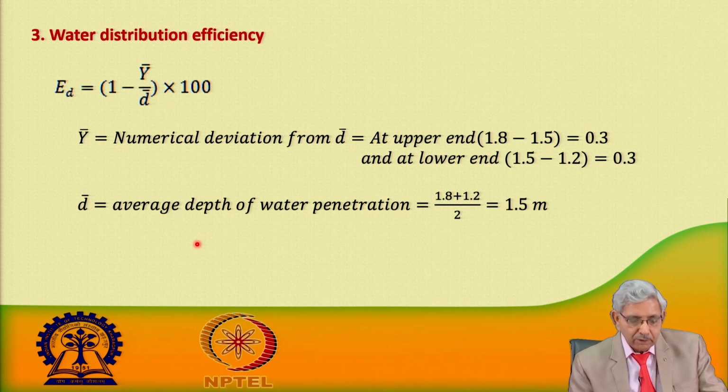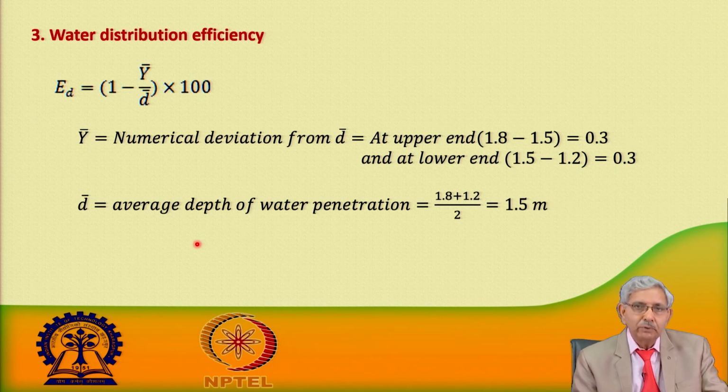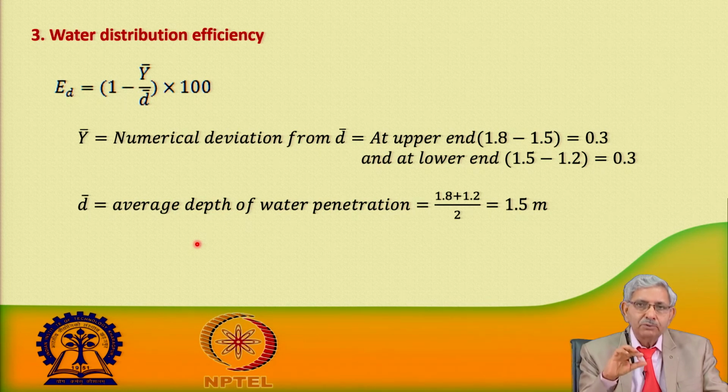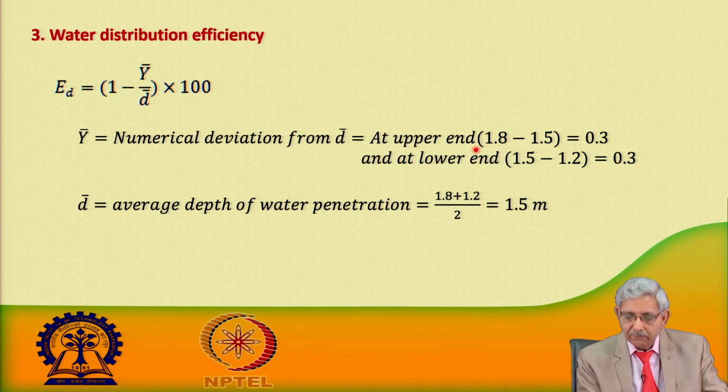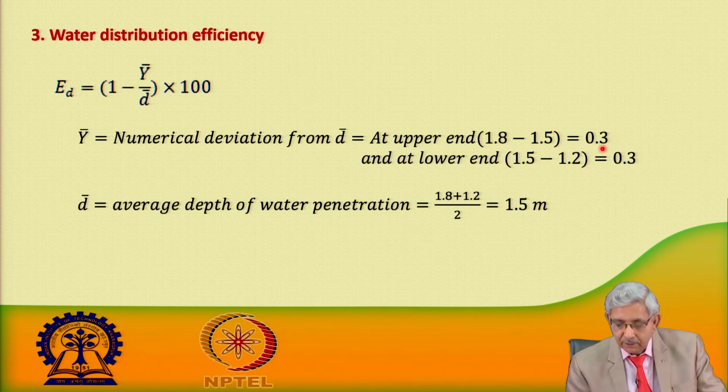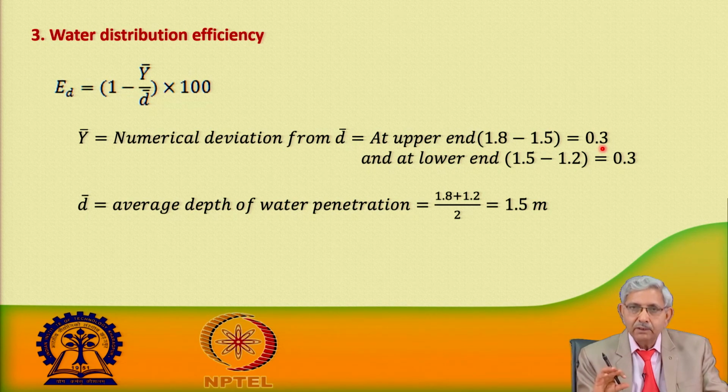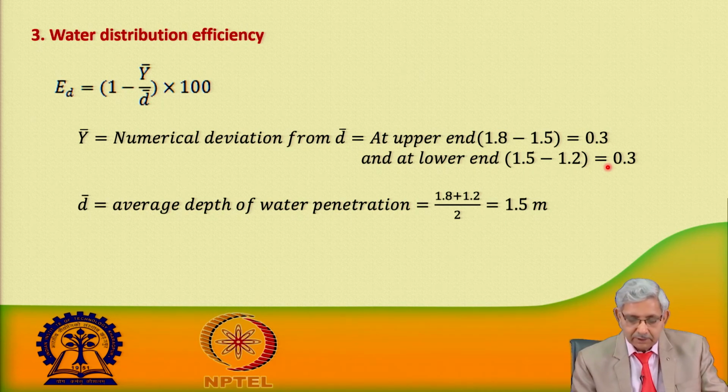So, what is y bar? Y bar is the numerical deviation from the mean value of depth of infiltration. At the upper end we are seeing that it is 1.8 meter minus 1.5 meter. So, this 0.3 meter is the amount of water it has gone as a numerical deviation. At the lower end, the loss we are getting is 0.3 meter.